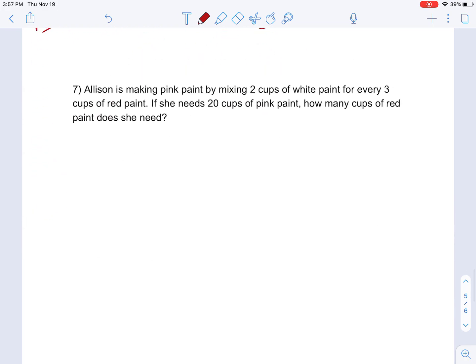Okay, last one, number 7. Allison is making pink paint by mixing 2 cups of white paint for every 3 cups of red paint. If she needs 20 cups of pink paint, how many cups of red paint does she need? So she's making pink paint, okay? And she's making this by mixing 2 cups of white paint for every 3 cups of red paint. So that is my ratio, and I'm going to make a ratio table.